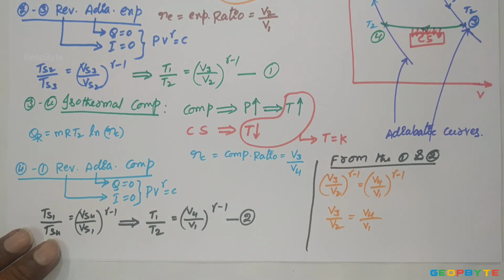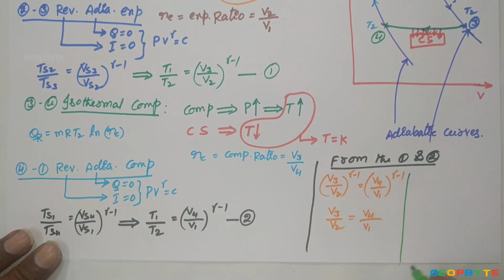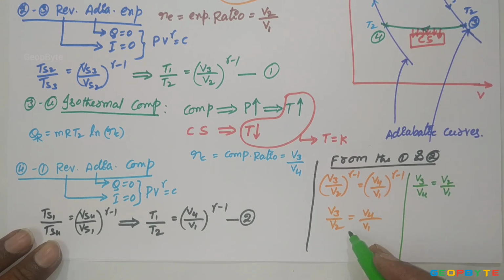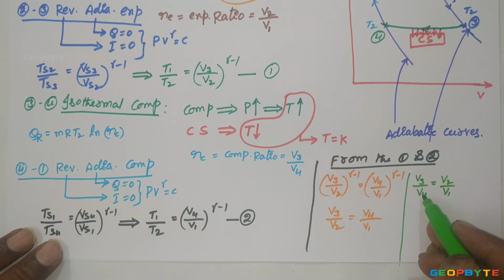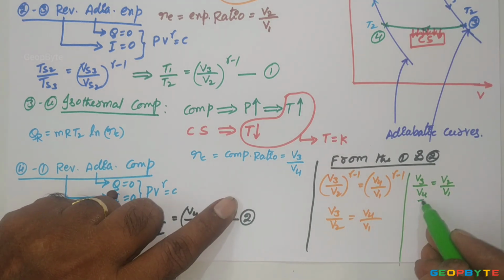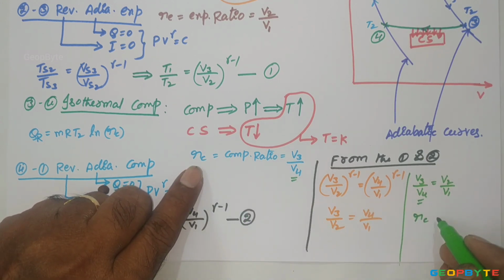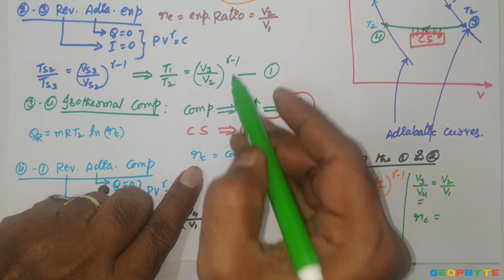That can also be written as: you bring this V4 to this side, V2 to this side. V3 by V4 is equal to V2 by V1. Cross multiplication. But look at the V3 by V4. V3 by V4 is the compression ratio, equal to V2 by V1.